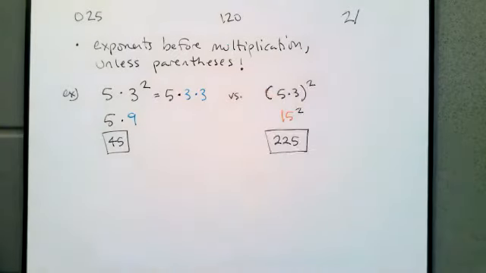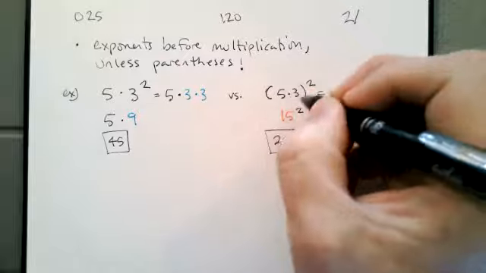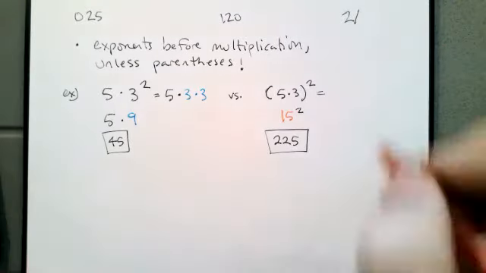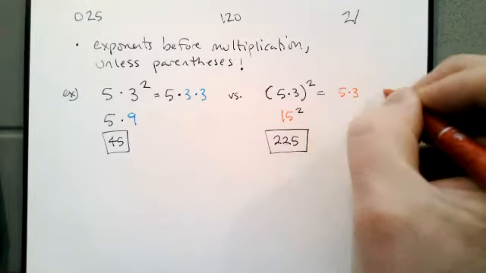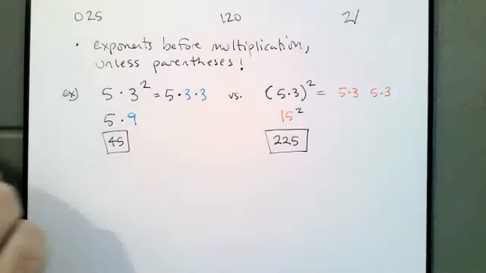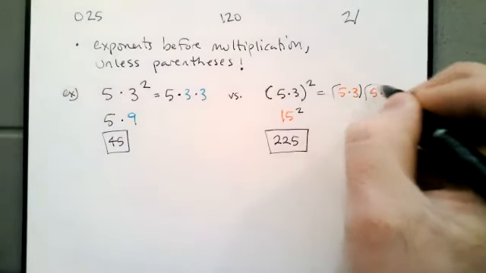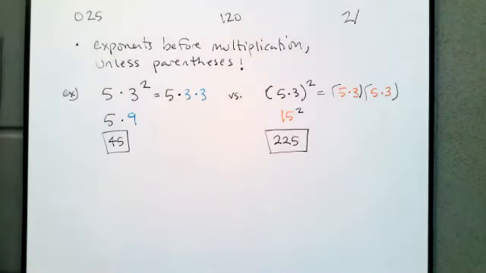So 2 different expressions. Because what's being squared on this side is the product of 5 and 3. So I'm taking a 5 times 3 and another copy of 5 times 3. That's what I'm multiplying here. 2 5s and 2 3s, where in the previous one, it was 1 5 and 2 3s. So number 2 of exponents: exponents before multiplication unless parentheses. Any questions?